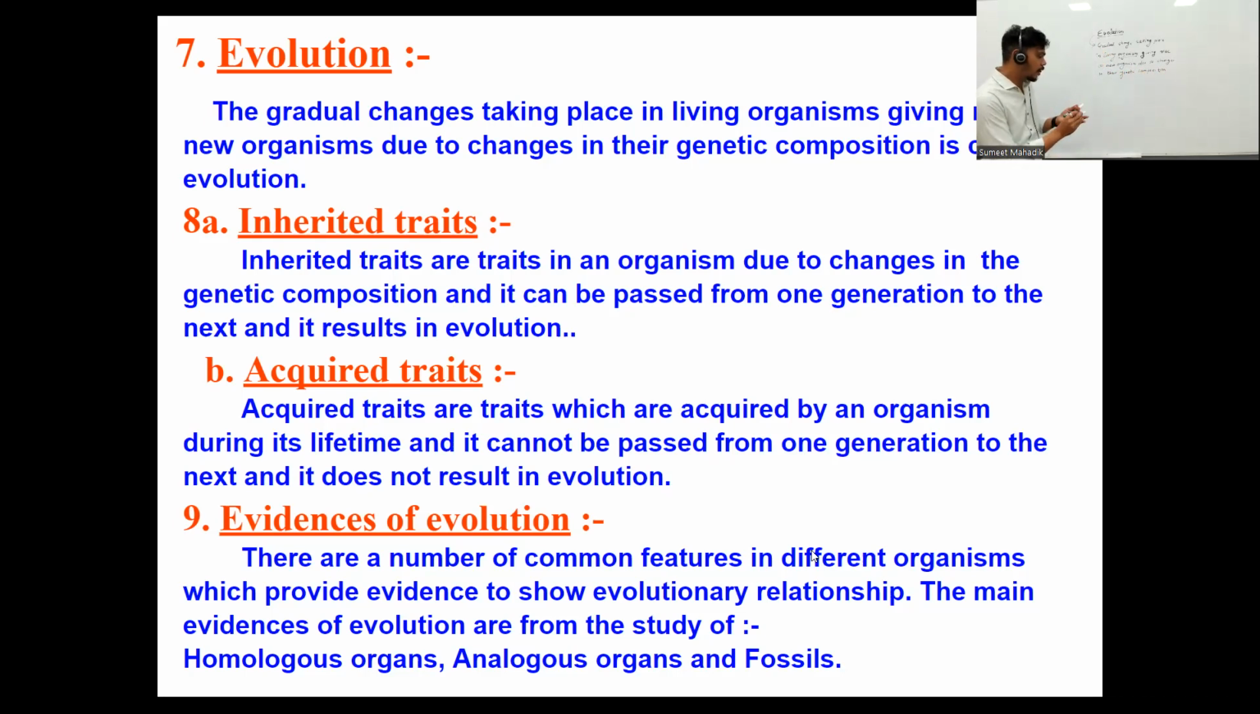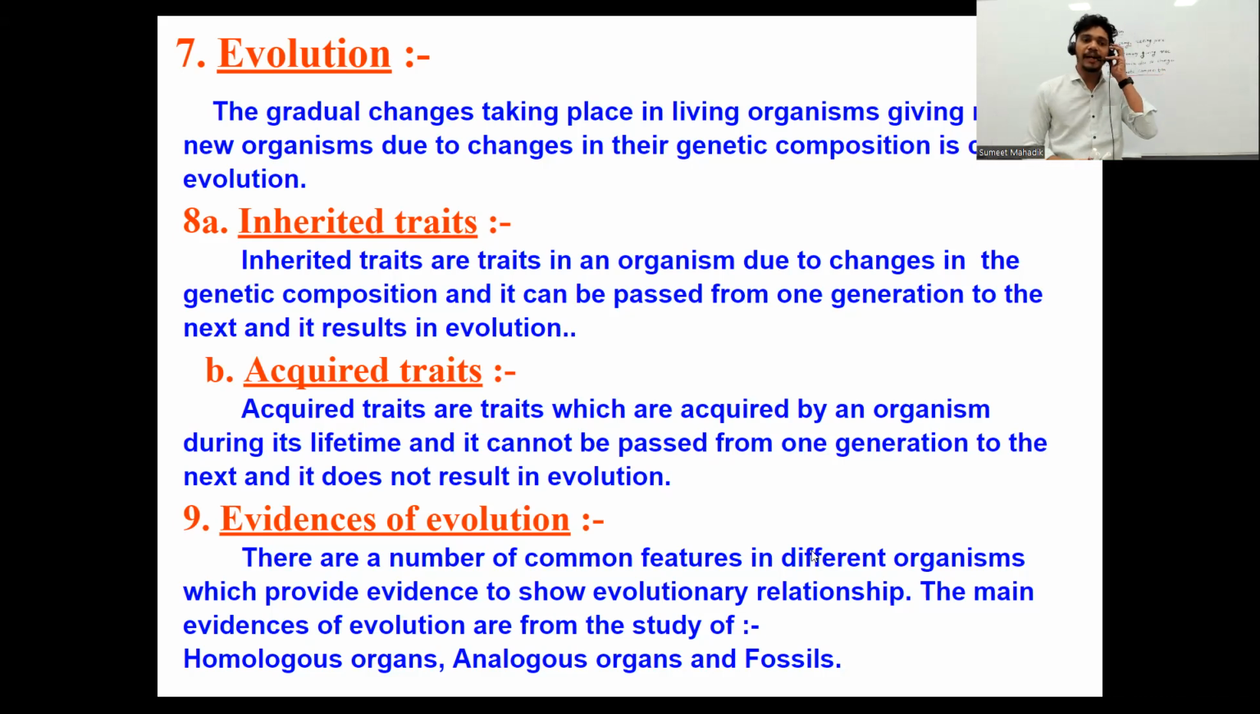So what have you concluded? It's a gradual change, right? And why? Due to changes in their genetic composition. These are the two things we understood, right? So evolution has different parts. So what is evolution? You have to write this definition.